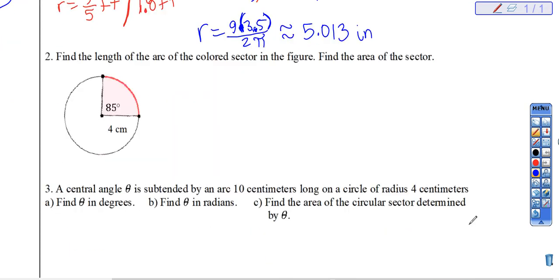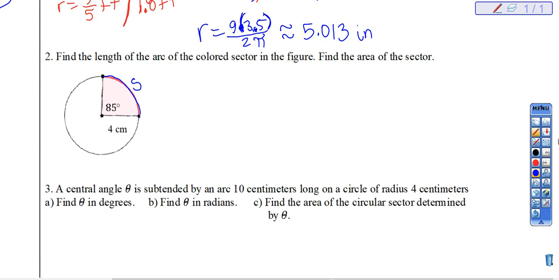So let's take a look at number 2. Find the length of the arc of the colored sector in the figure. Now, I don't think yours is colored very well. You probably can barely tell that it's shaded. Copy machines don't copy in color. All right, so we are looking for the arc length.